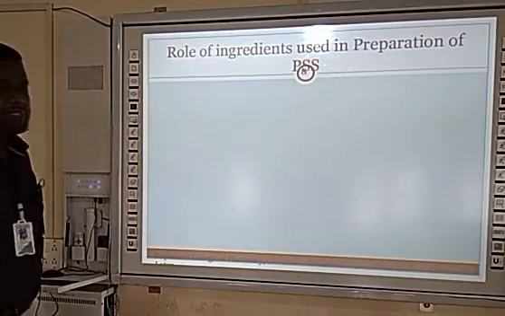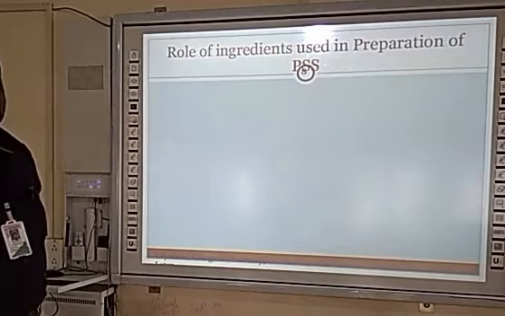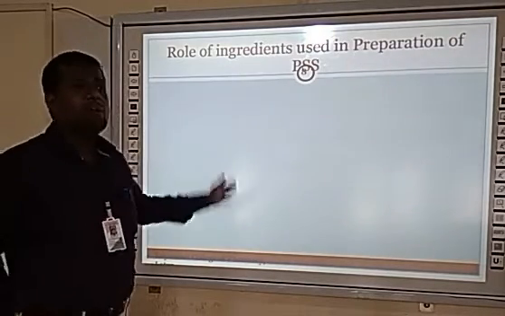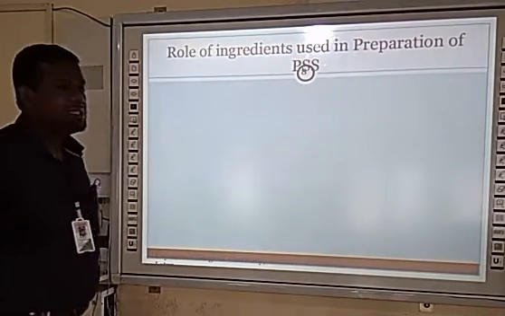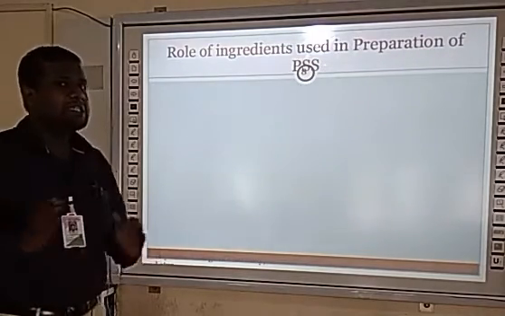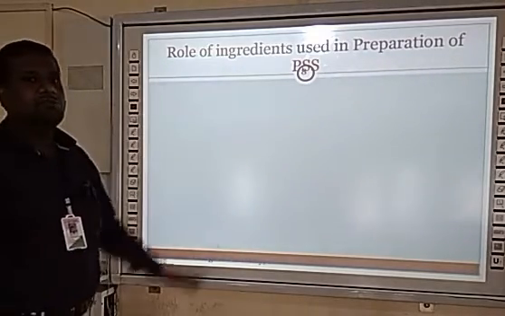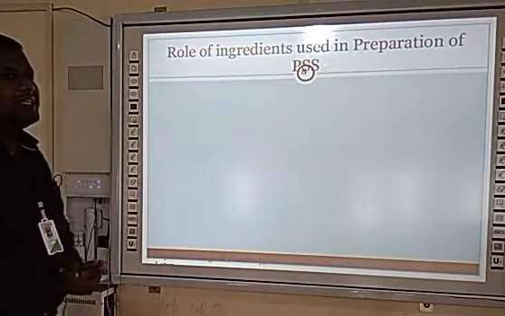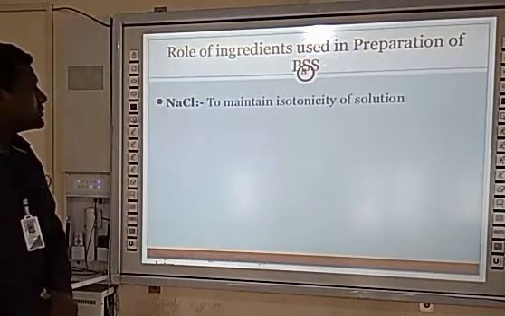Now we will discuss the role of the ingredients used in the preparation of PSS, because we have seen that there are a number of components present in the formula. So let me discuss the role of each ingredient that is useful for the preparation of PSS, that is, physiological salt solution. The first one is sodium chloride.